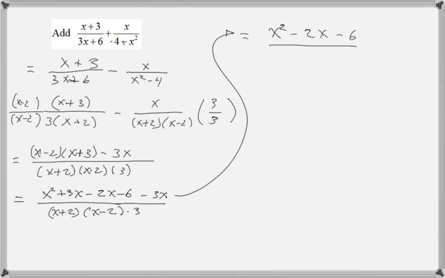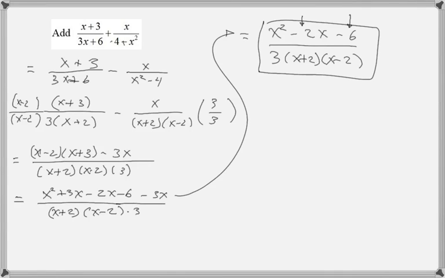The denominator is 3 times x plus 2 times x minus 2, and when I look at the numerator, it has a leading coefficient of 1, and when you have that, all you need to do is find factors of the constant term, factors of negative 6, that add up to the coefficient of x, negative 2. There are no factors of negative 6 that add up to negative 2. So this doesn't factor, and this is my solution.